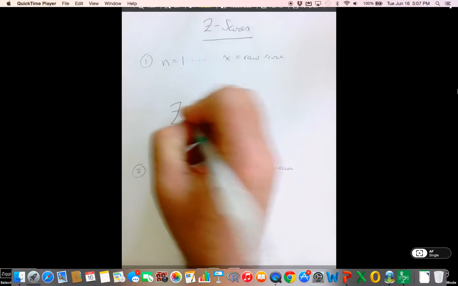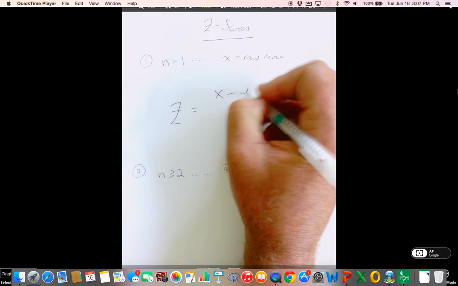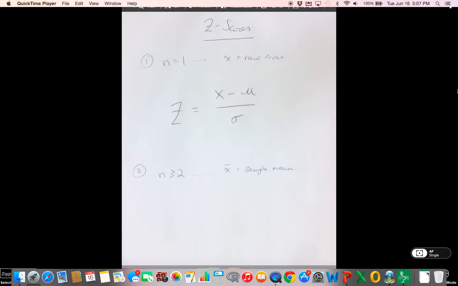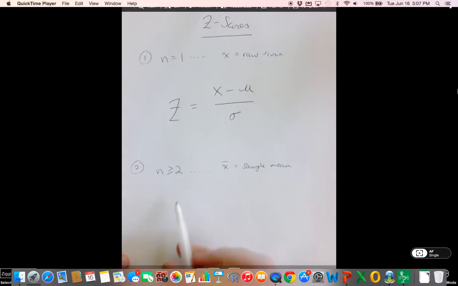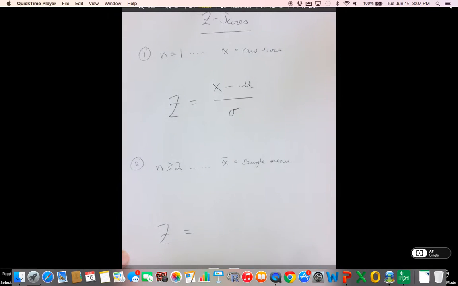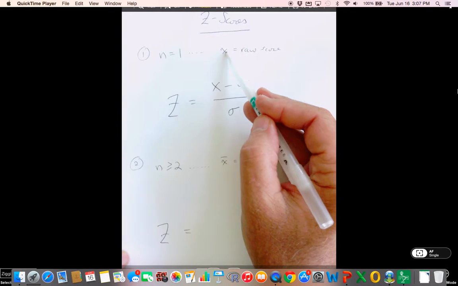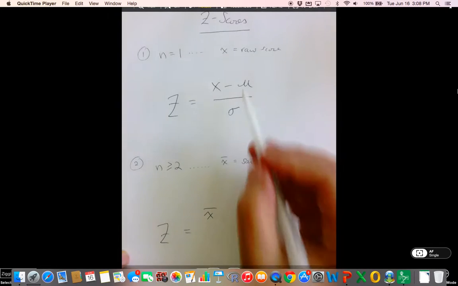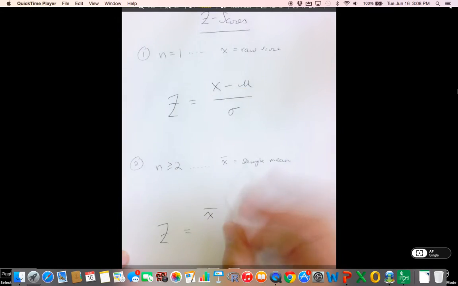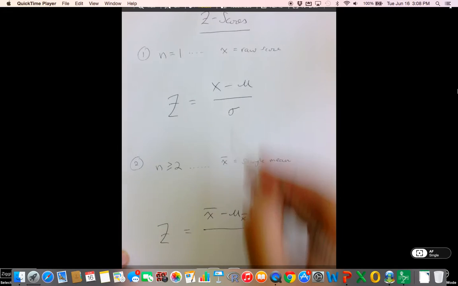Well, guys, the z-score, as we've looked at before, for this situation is x minus mu divided by the standard deviation. Now, what do you think the z-score is going to look like down here? Same thing, z, right? But what takes the place of x? Down here, x bar. What takes the place of mu? Mu sub x bar. What takes the place of sigma?